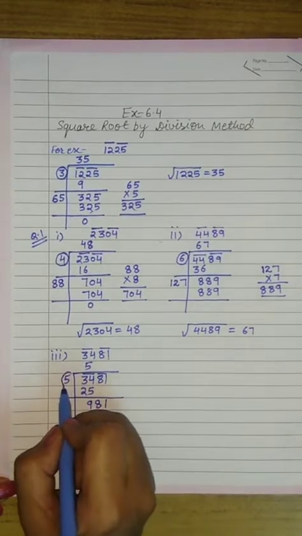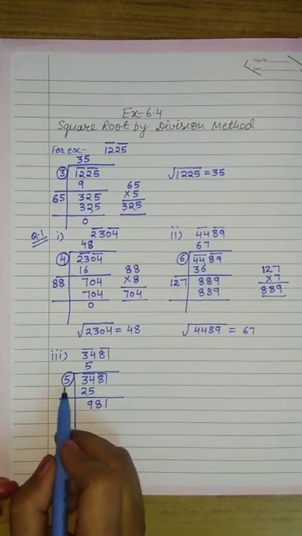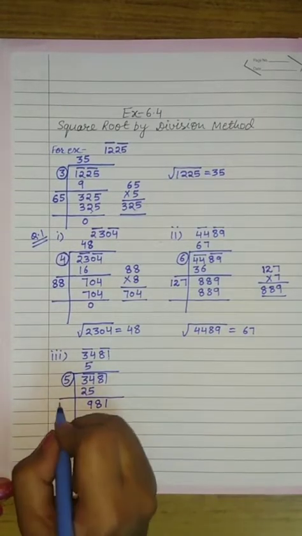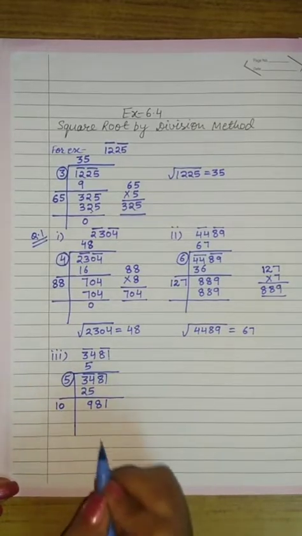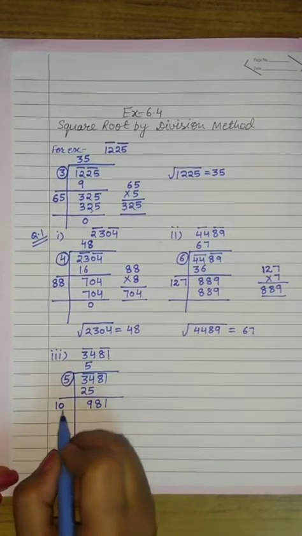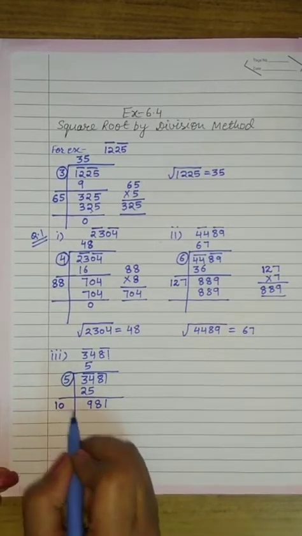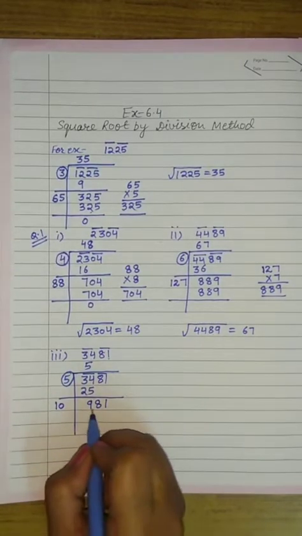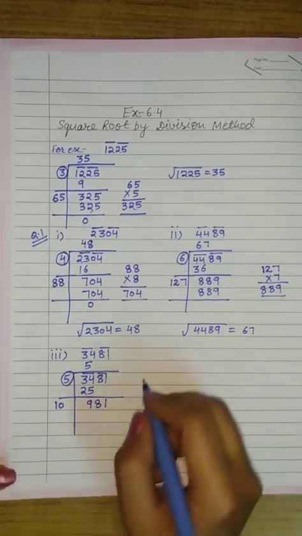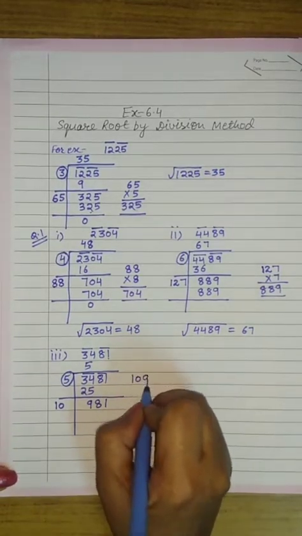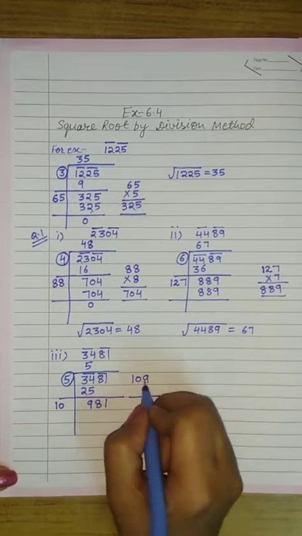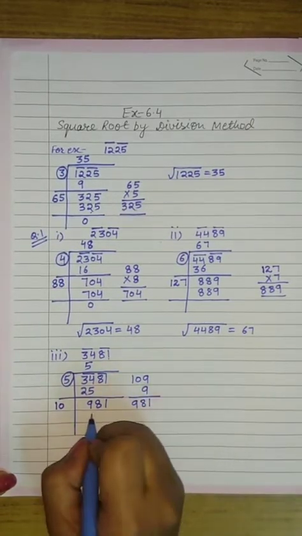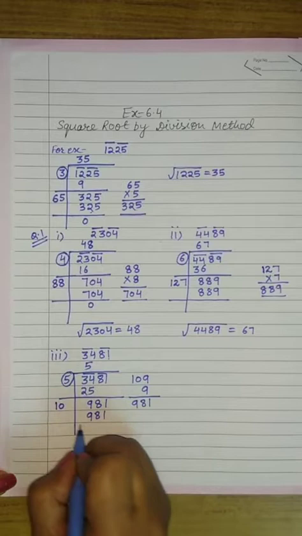So our new dividend is 981. Now again we will double this divisor, that is 5. So on doubling 5 we will get 10. Now we have to write a number after 10 which, multiplied by itself, gives a number equal to the dividend. So one such number will be 9. So on multiplying 109 with 9 we get 981, which is equal to our new dividend.